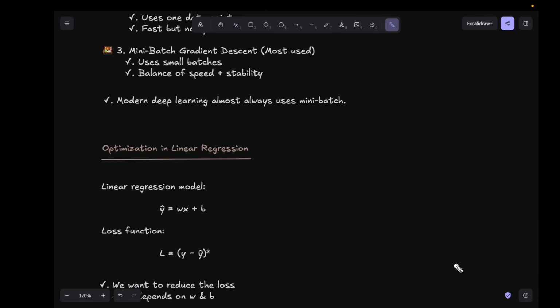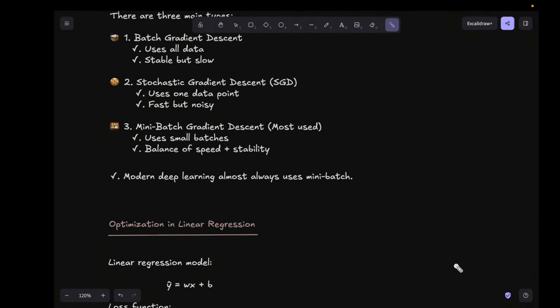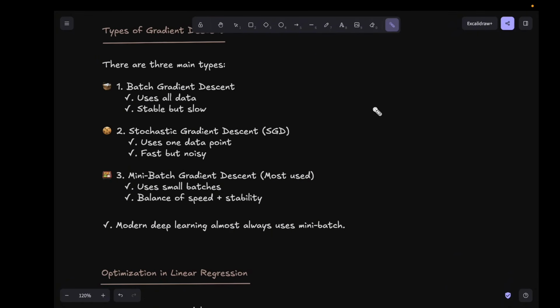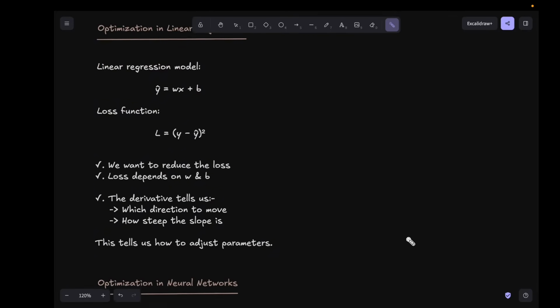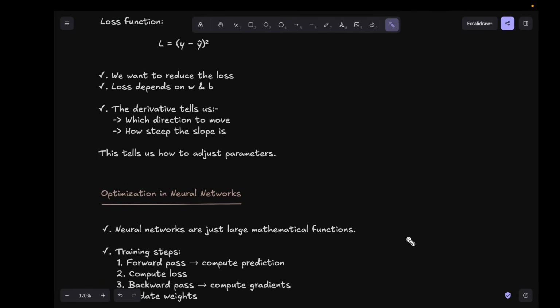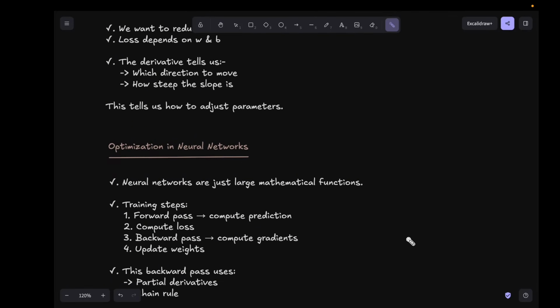And mini batch is widely used. Why is mini batch used? We discussed that batch gradient descent uses all the data but is slow, and SGD uses one data point, which is fast but very noisy. Mini batch gradient descent uses small batches, balances speed, and also gives stability. So every machine learning model uses mini batch SGD, so it is widely used.